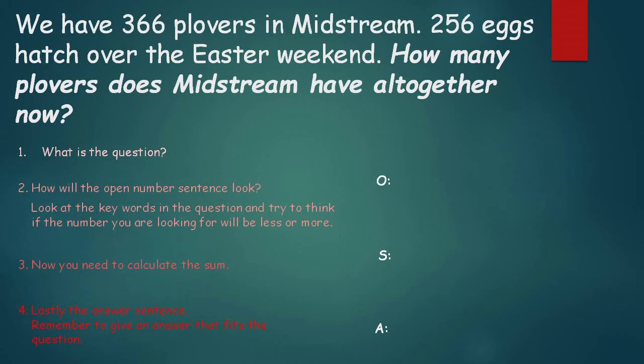And then we need to do A, where we write an answer in a sentence that answers the question of how many plovers does Midstream have altogether now. Remember, pause the video, first calculate and write out O, S, and A for yourself on your paper or your whiteboard before we move on.